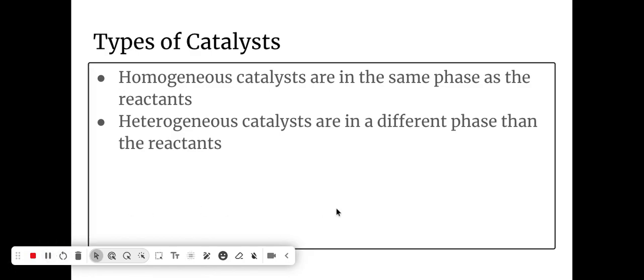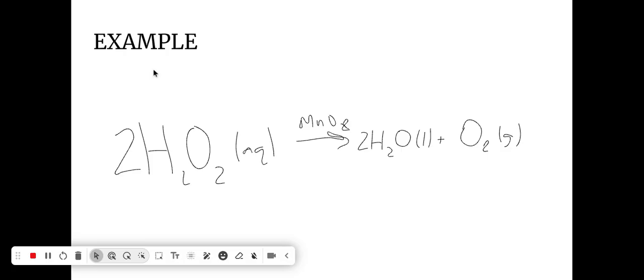Okay, next is just a general example of a catalyst. Sorry for my really bad writing, I didn't know a better way to do this. We have the decomposition of hydrogen peroxide. This is very similar to the lab that you will be doing. In this, they use manganese dioxide to help speed up the process of breaking hydrogen peroxide into water and oxygen gas.